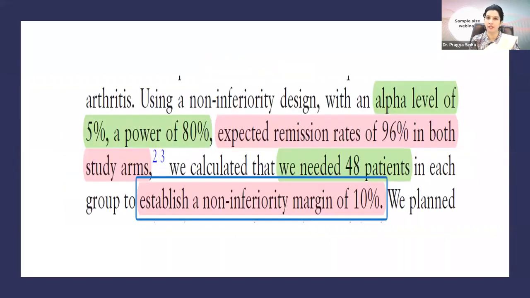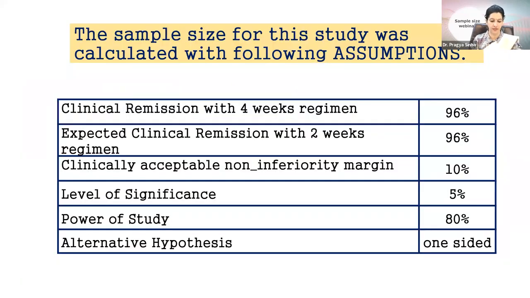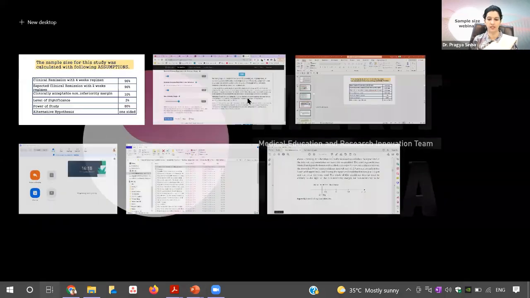So they have again used a non-inferiority design with an alpha level of 5%, power of 80%, and expected remission rate of 96% in both study arms. They have calculated that they need 48 patients. So what is the non-inferiority margin in this case? If you calculate the input values, the alpha is 5%, power 80%, expected remission rate is 96% in both, and the non-inferiority margin is 10%. So this is 96, 96, 10 and 5. Then I'll go to the statulator.